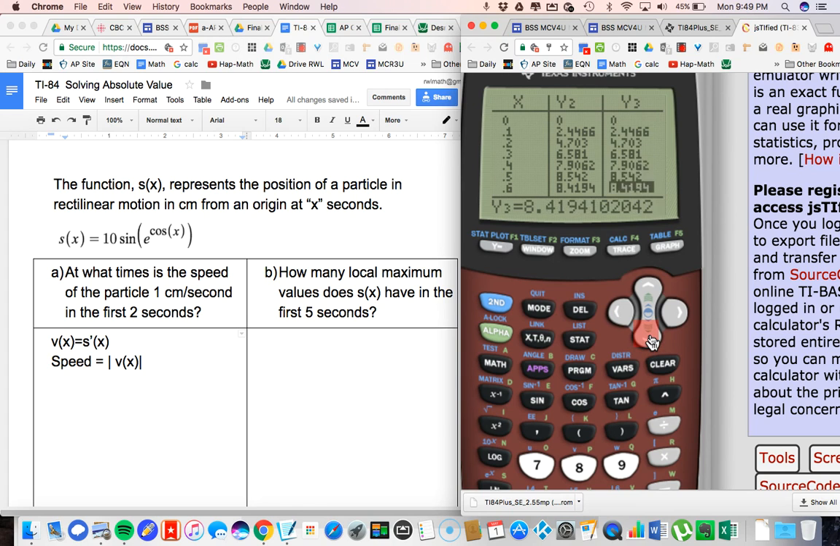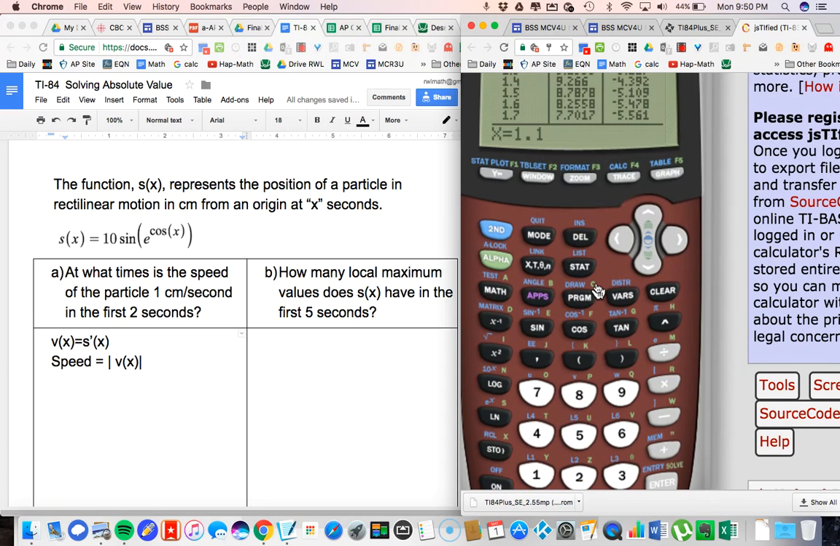Then it occurs again at about between 1 and 1.1. And does it occur again for 2 seconds? Oh, looks like it occurs twice in the first 2 seconds at about 0.1, and I should write that down at approximately 0.1 and approximately 1.1. So 0.1 and 1.1 are the two approximate locations.